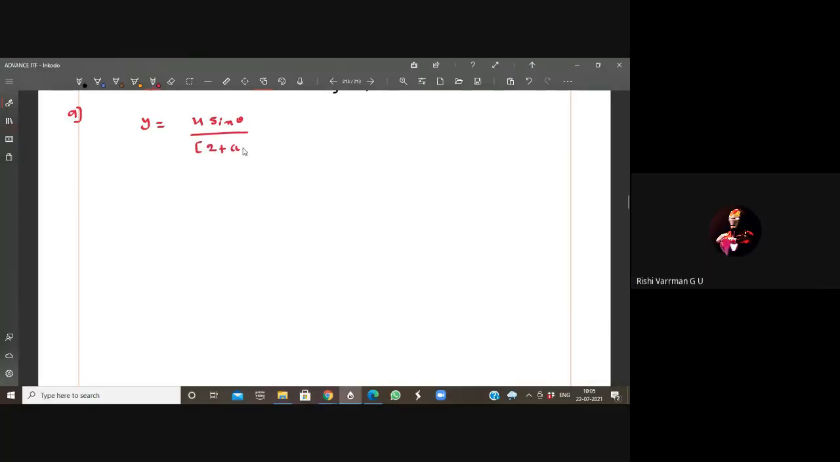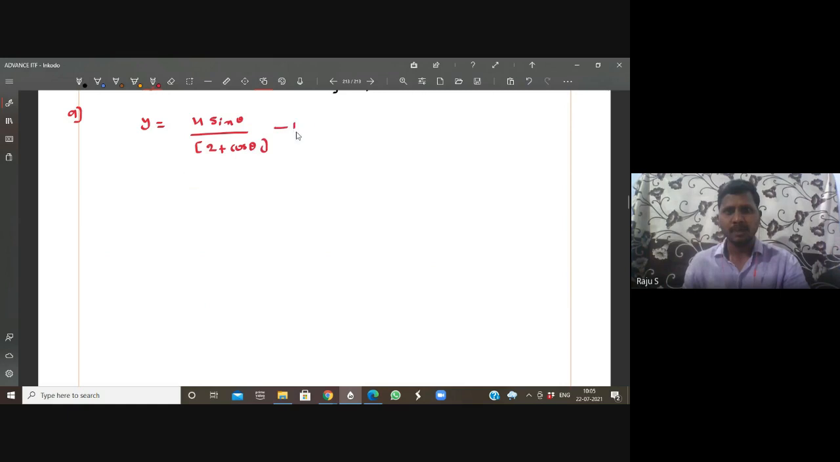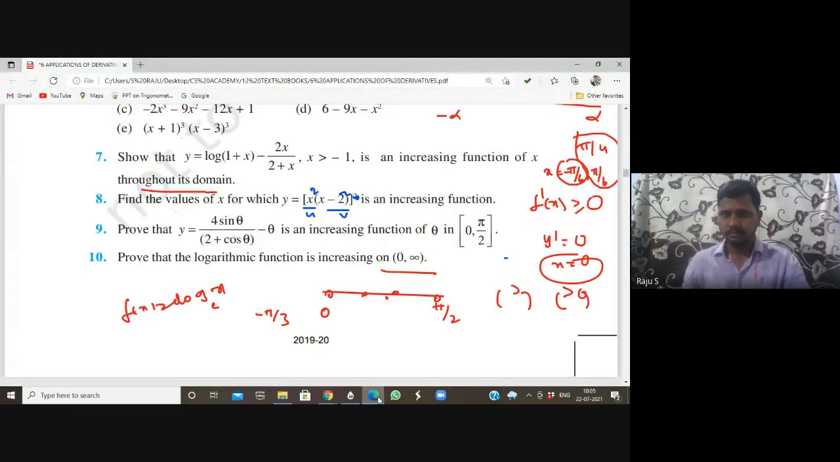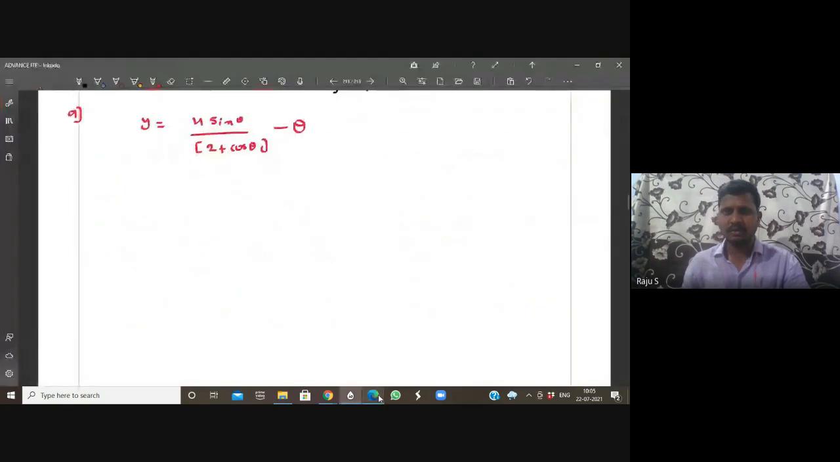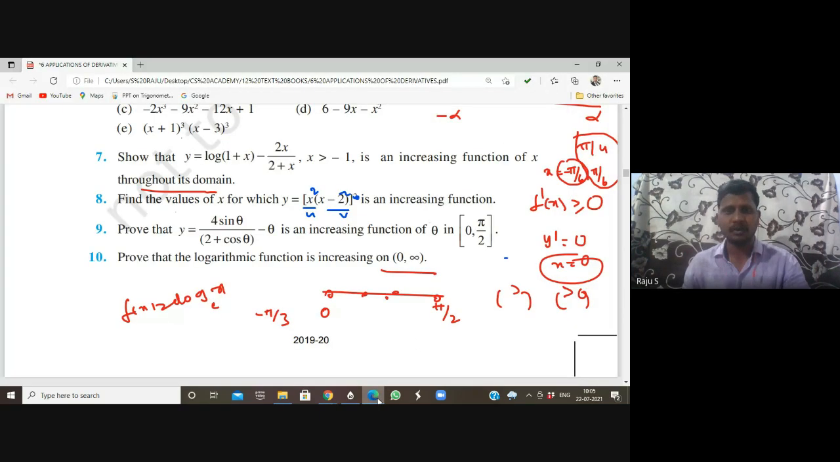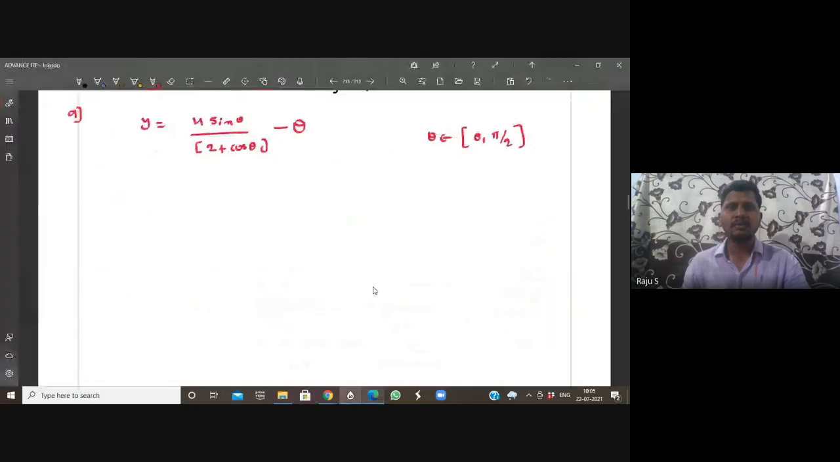2 plus cos theta minus theta. Am I right? So what is the given interval? Theta belongs to the closed interval 0 to pi by 2. Closed interval. Okay. We have to prove that it is clearly increasing. Fine. First.